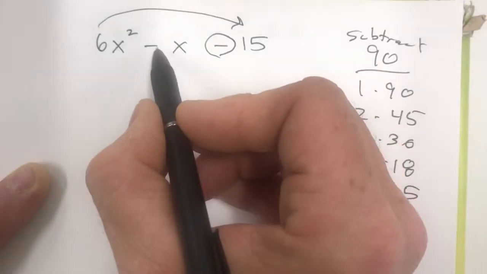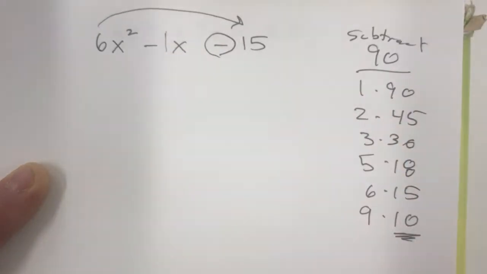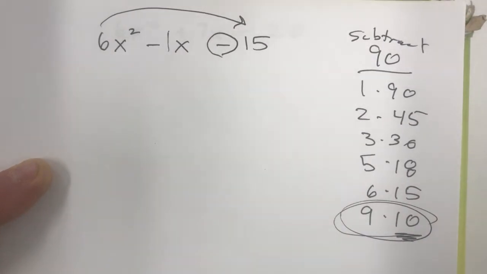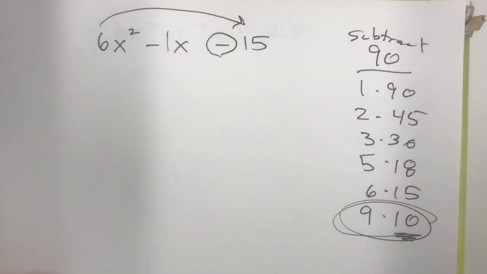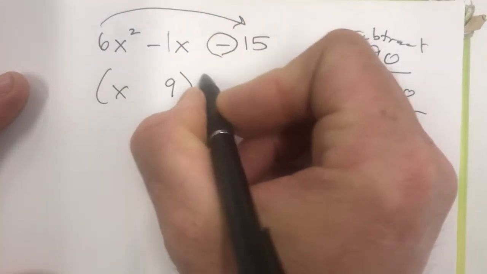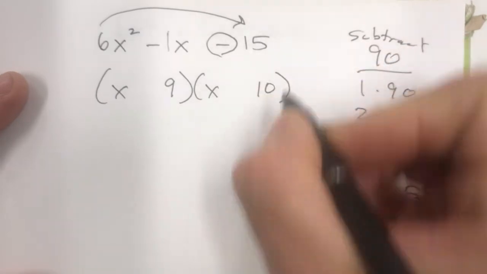I got to subtract these numbers, and I'm supposed to get a 1. That's a 1 right there. Well, right here it is. 10 minus 9 is 1. So there's my numbers that go in the factors. Okay, so I'm going to have an x and a 9, x and a 10.